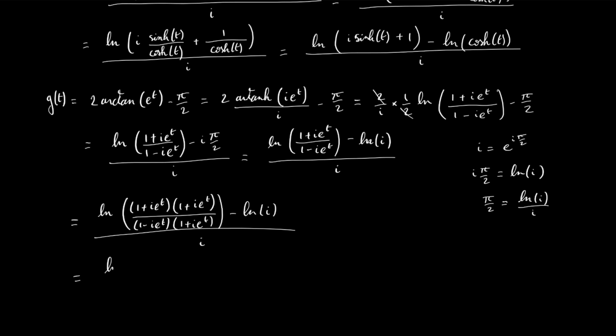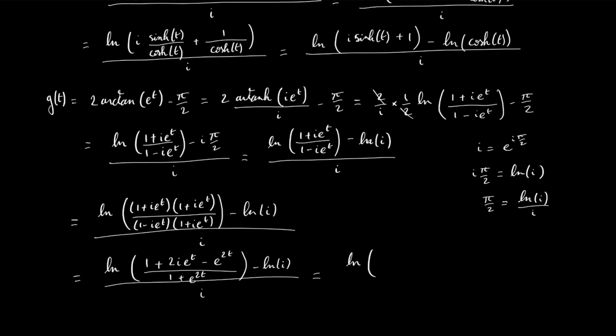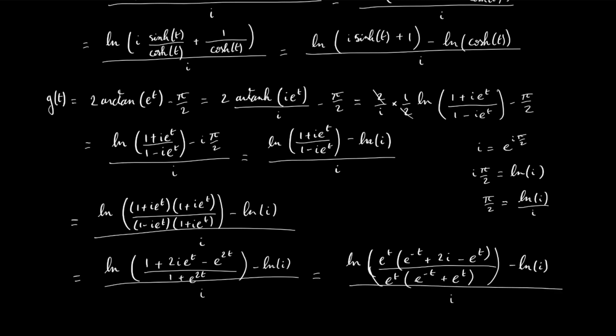And this is equal to the logarithm of 1 plus 2i exponential of t minus exponential of 2t, divided by 1 plus the exponential of 2t, minus ln of i, divided by i, which is equal to the logarithm of exponential of t times exponential of minus t plus 2i minus exponential of t, divided by exponential of t multiplied by exponential of minus t plus exponential of t, minus ln of i, divided by i. So we just factorize by exponential of t here and there. And the next step will be to integrate the i from this logarithm inside this other logarithm.